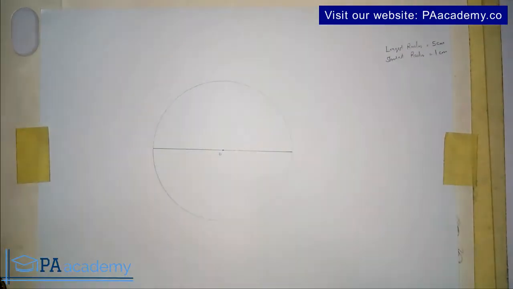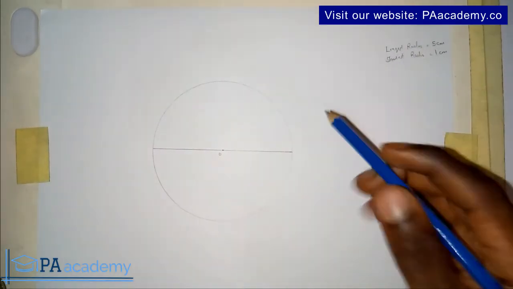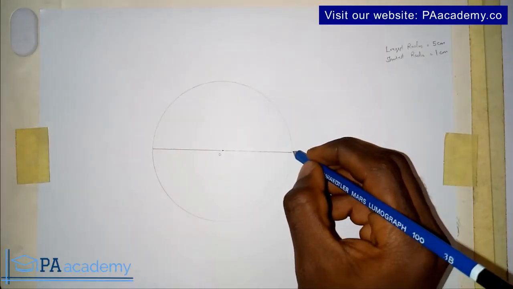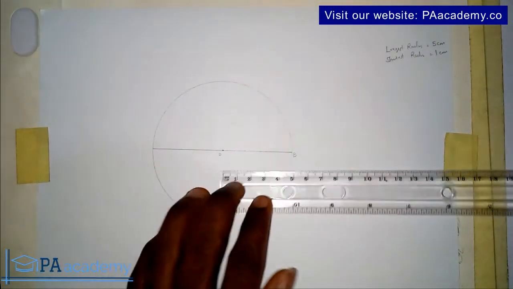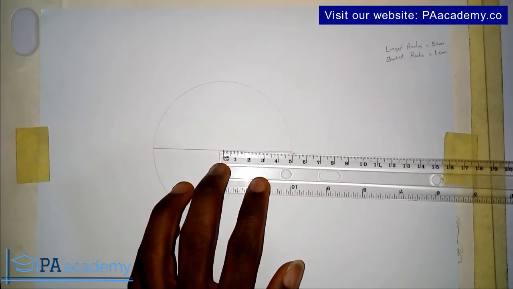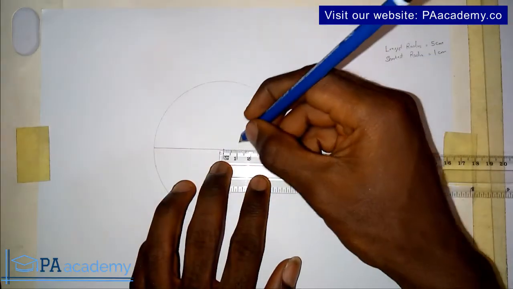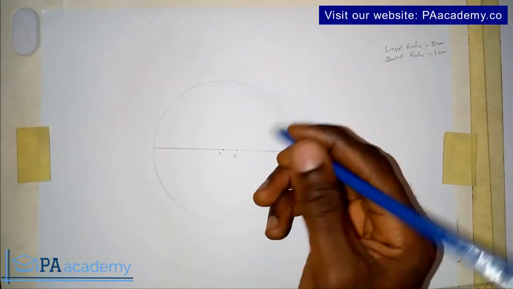Now let me identify the longest and the shortest radius. Since our longest radius is 5 centimeters, that is the length from here to here. Let's call it OB. While the shortest radius is 1 centimeter, we are going to measure it from the center of the circle to this point, and let's call it point A.